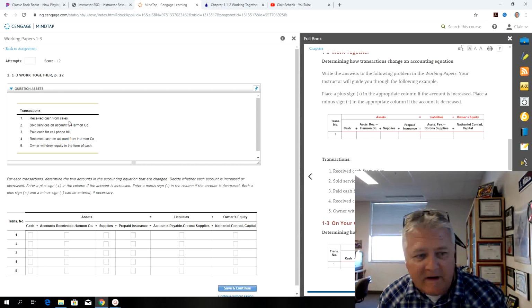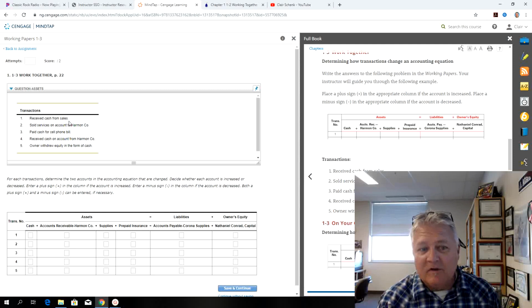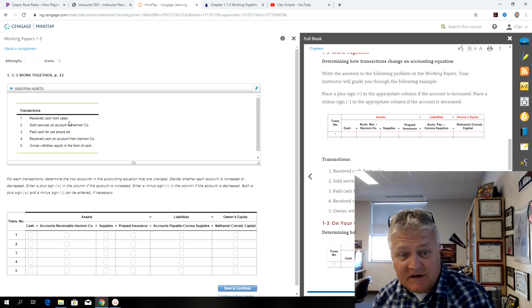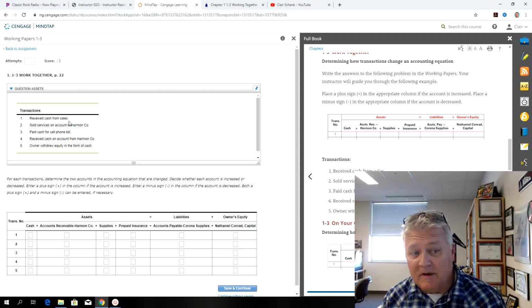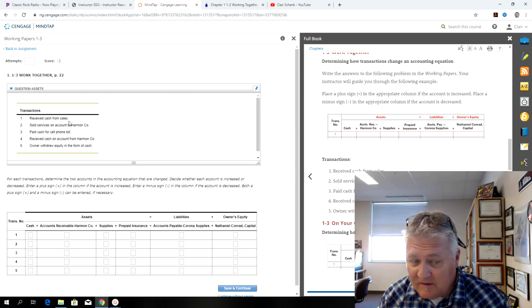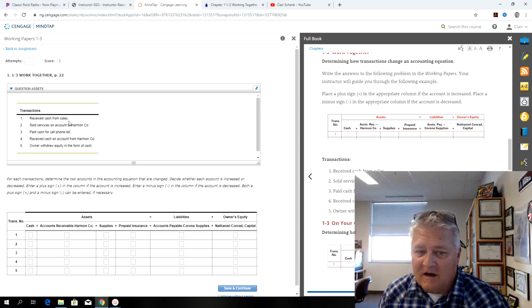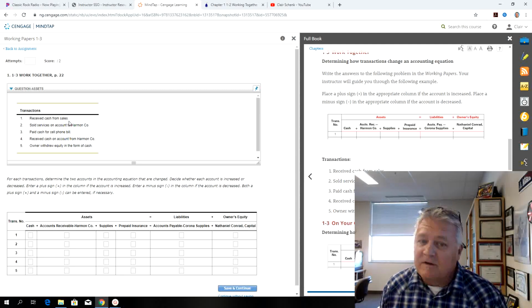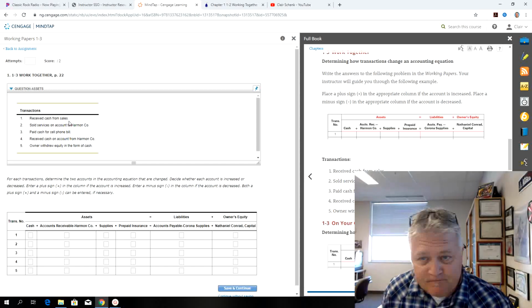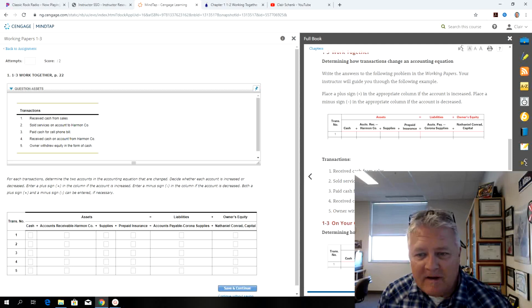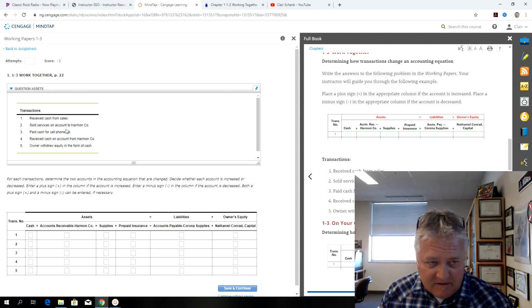So for each transaction, determine the two accounts in the accounting equation that are changed. Decide whether each account is increased or decreased. Enter a plus in the column if the account is increased, and enter a minus in the column if the account is decreased. Both a plus and minus sign can be entered if necessary. So the same transactions are over here. These are anything that affect that.